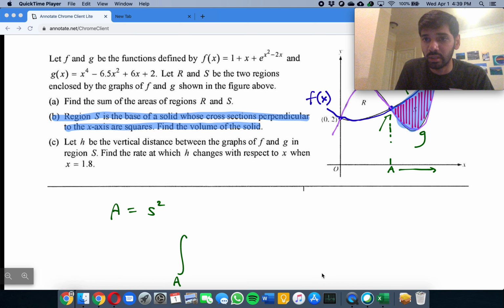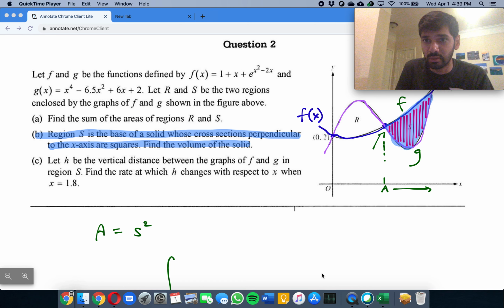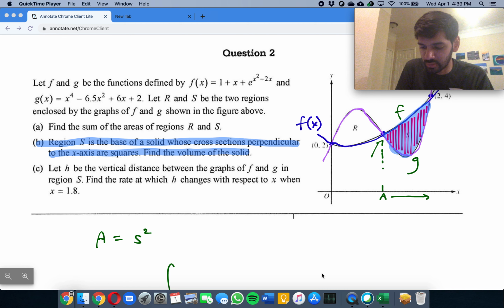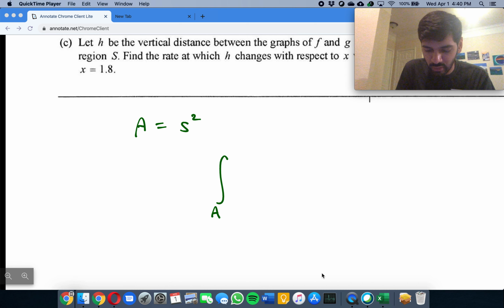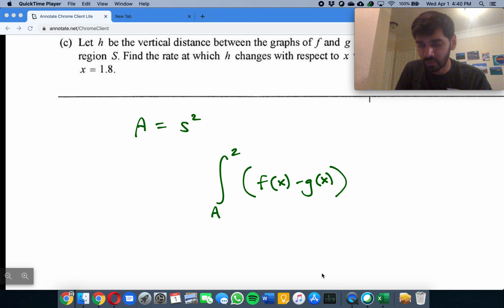And you want to integrate until, sorry, my screen is in the way, this coordinate right here, which is 2, which is given to you in the problem. So you can find a by finding the intersection in your calculator. But whatever that is, you start integrating from there to 2, and we do top minus bottom. So for this problem, it was f of x minus g of x, top minus bottom.